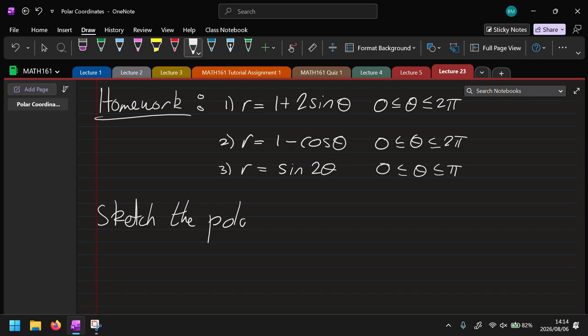So sketch the polar curve. It's the polar curve or function or equation. We know what that is from last time. r equals cos 2 theta on the interval 0 to 2 pi.